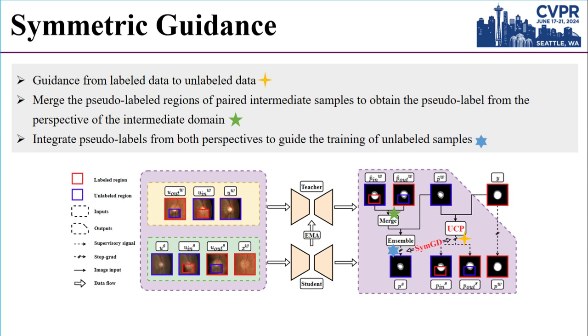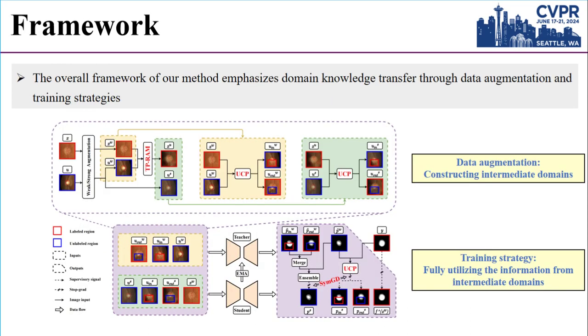Additionally, the teacher model can directly generate pseudo-labels for the unlabeled data. Integrating pseudo-labels from both perspectives results in higher quality pseudo-labels, which better guide the training of unlabeled data. The overall framework of our method emphasizes domain knowledge transfer through data augmentation and training strategies. Data augmentation constructs intermediate domains, and the training strategy fully utilizes the information from these intermediate domains.